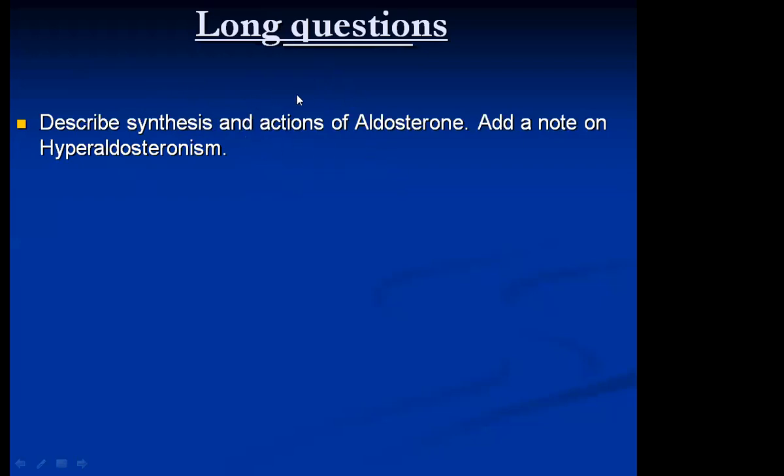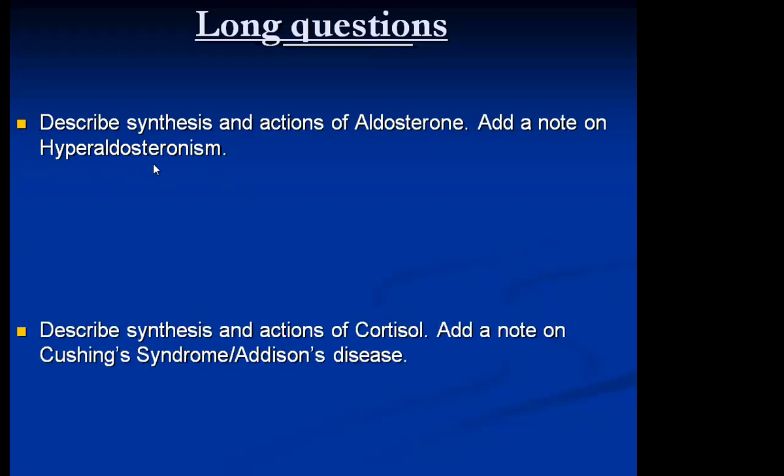Actions of aldosterone on various systems, like the renal system, GIT, sweat glands, etc., and blood volume. All of you should be able to tell the actions of aldosterone. Add a note on hyperaldosteronism. So you have to mention both primary as well as secondary hyperaldosteronism. That means Conn syndrome you have to mention, and secondary hyperaldosteronism you also have to mention.